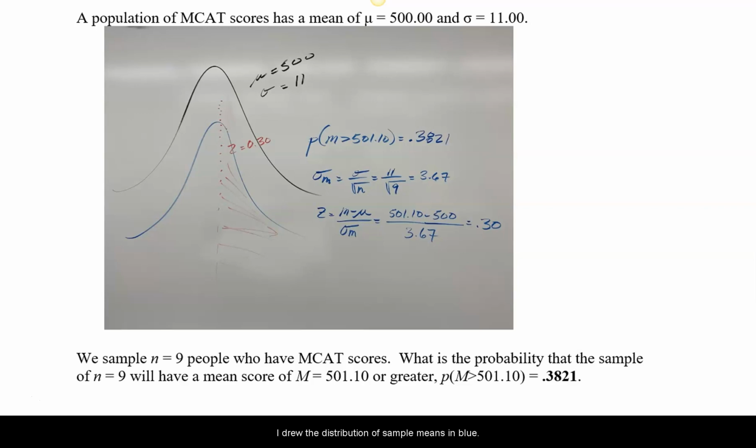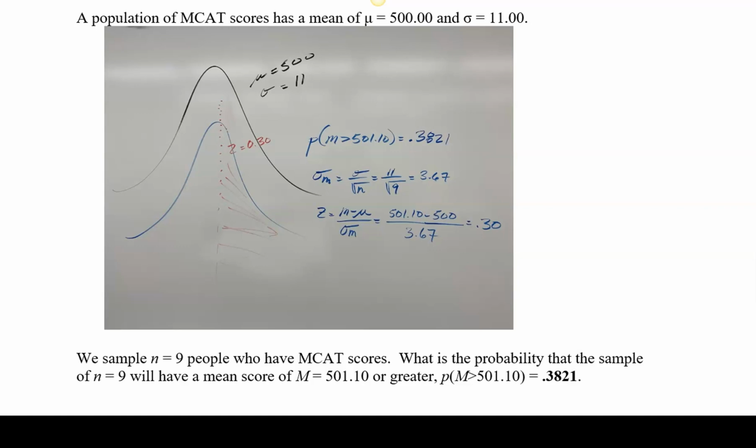Beneath it, you'll notice that I drew the distribution of sample means in blue. I haven't taken the care to draw all those capital M's. I can't do that every time, but you'll see that it's the same principle. And by the way, the distribution of sample means drawn in blue has the same mean as the population, just like before. What I did was calculate the standard error, which literally is the standard deviation of the distribution of sample means, 11 over the square root of 9, and I get 3.67.